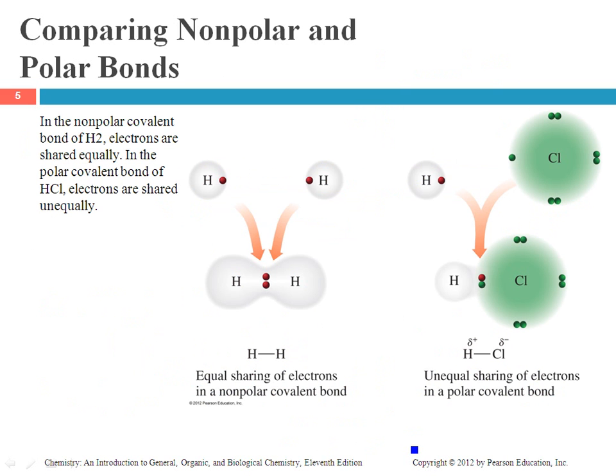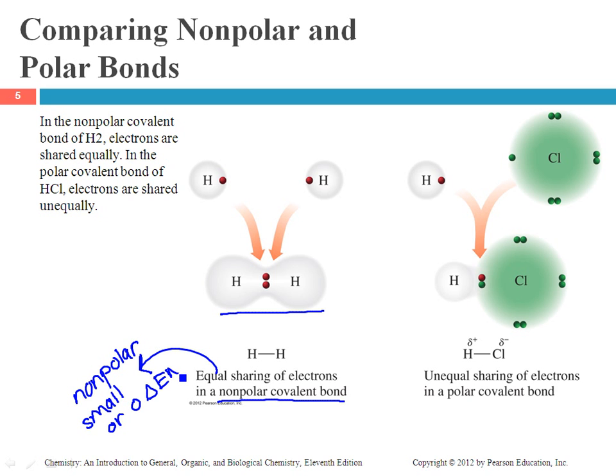Okay, so here's showing the equal sharing. We've already shown this with hydrogen. So there's equal sharing, so we consider it to be a nonpolar covalent bond. The equal sharing means that it is nonpolar, and equal sharing refers to the fact that there is a small or 0 difference in electronegativity.